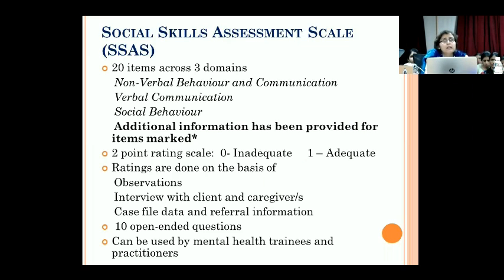It's a 2-point rating scale of inadequate and adequate. Ratings are done on the basis of observations, interview with the client and caregivers, and case file data and referral information. There are 10 open-ended questions as well. It can be used by mental health trainees and practitioners.